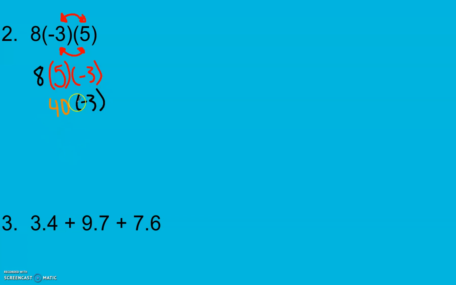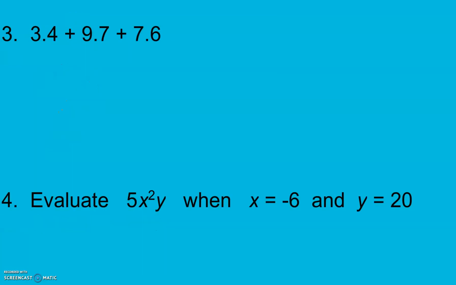Now, my final step, I have 1 negative. 40 times 3, 120. So negative 120. Feel free to pause here and give it a try if you'd like.